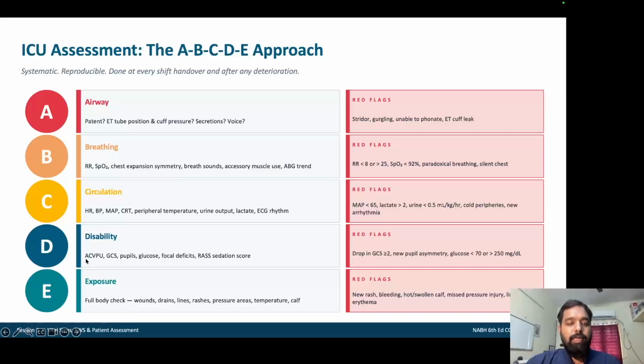Regarding disability: ACVPU or GCS, pupils, glucose, focal deficits, RASS sedation score. A drop in GCS of 2 or more, new pupillary asymmetry, or glucose less than 70 or more than 250 are red flags for disability. Regarding exposure: full body check, wounds, drains, lines, rashes, pressure areas, temperature, and calf. A new rash, bleeding, hot or swollen calf, missed pressure injury, and line erythema are the red flags.